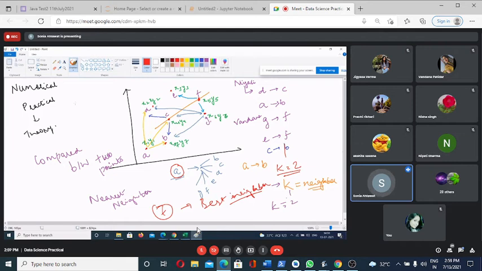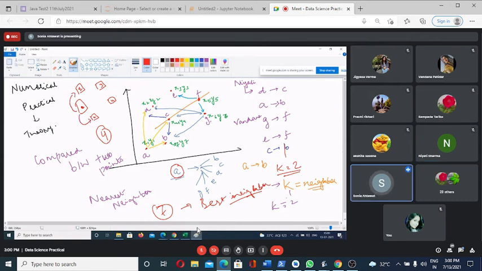So I live on the ground floor. This is my house. This is my first neighbor, this is my second neighbor, this is my third neighbor, and this is my fourth neighbor. So how many neighbors would be there for me? 4. Now there are 4 neighbors. Out of 4, which one is the closest neighbor or nearest neighbor? 2 and 4.